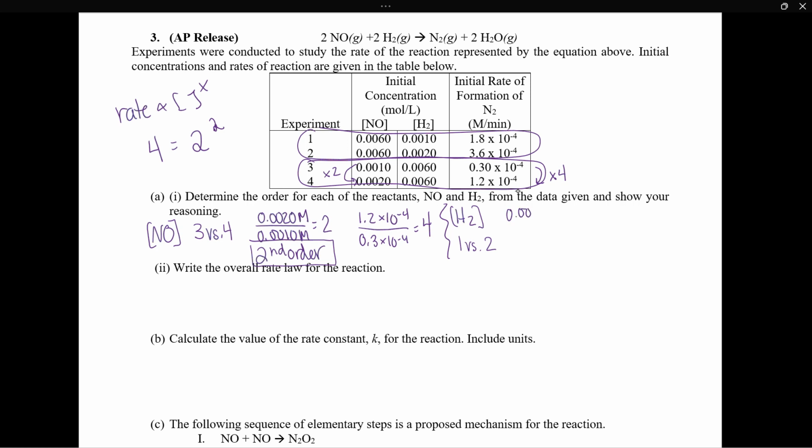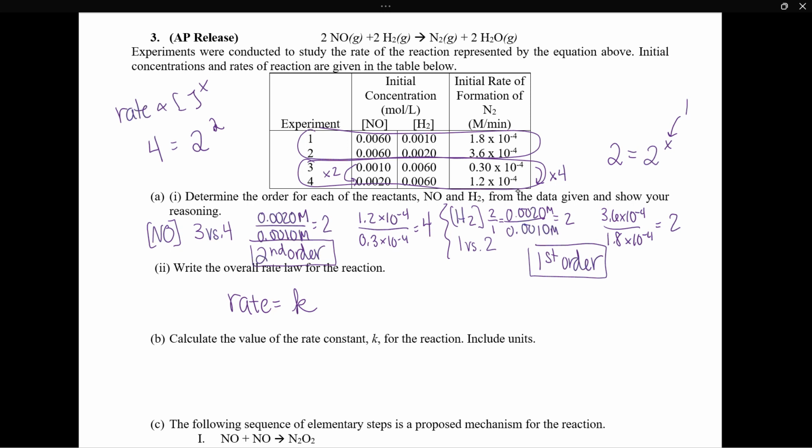Again, if we compare experiment 2 divided by experiment 1, we notice that the concentration doubles. Then if we compare the rates in the same order, the rate also doubles. So the rate is changing by 2, the concentration is changing by 2. Those match, so the exponent that fits here is 1. It is first order with respect to H2. And so the overall rate law is rate equals k[NO]^2[H2].